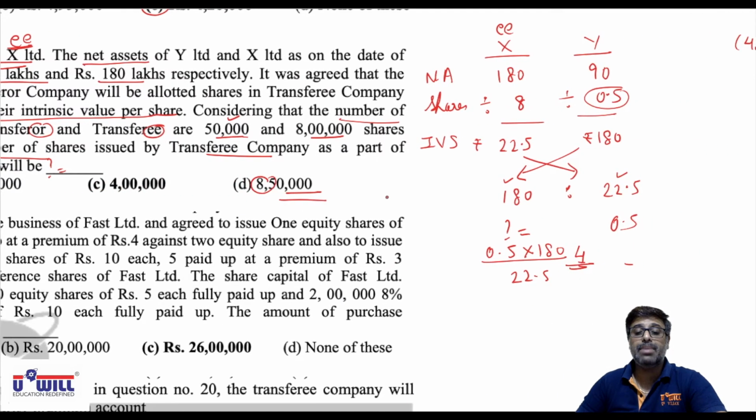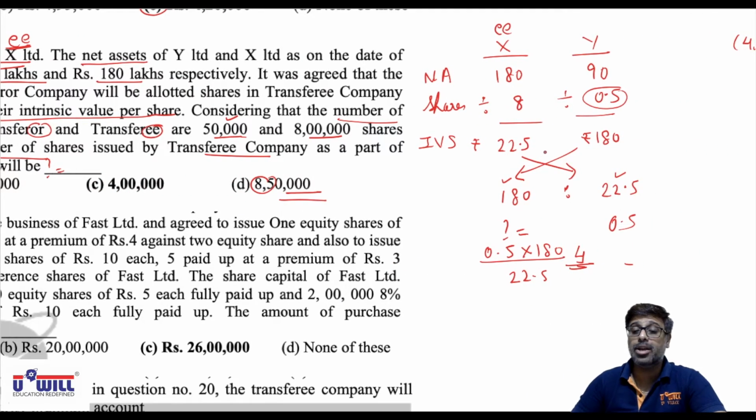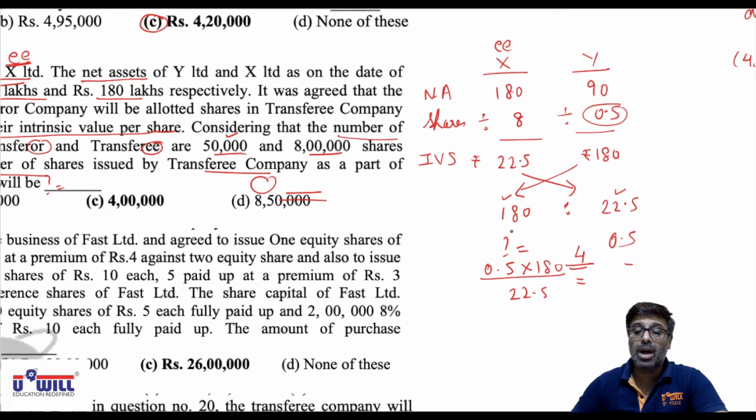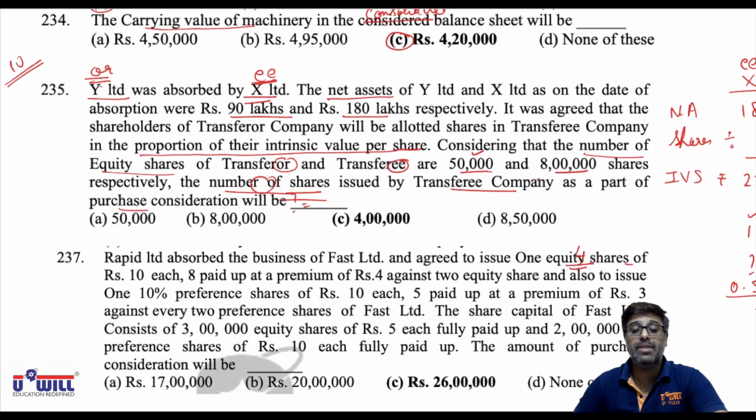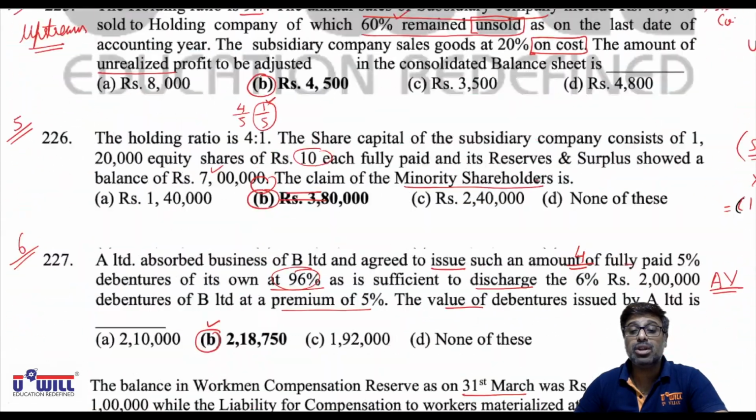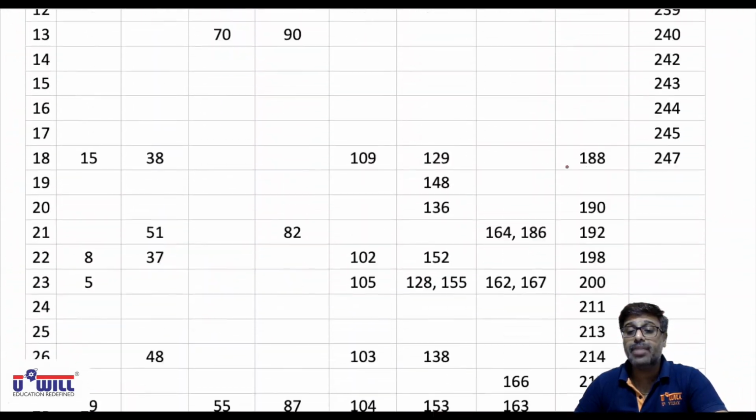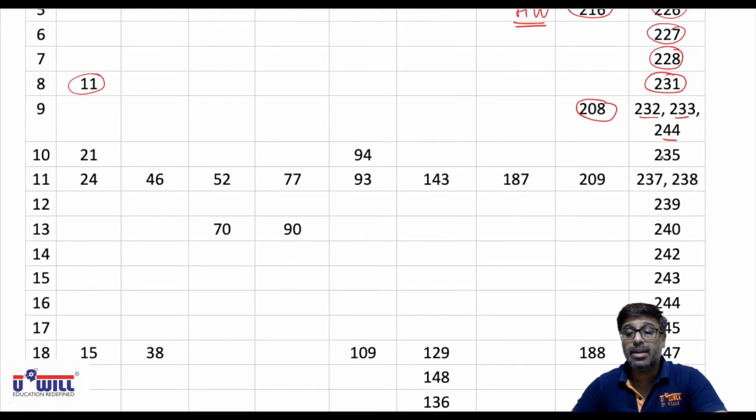It's a simple calculation and I have told you this earlier also. First you find the intrinsic value of shares and then you reverse it to get the ratio. In that reverse ratio you put the transferor company's number of shares, so you can find out how many shares of the transferee company should be given to match the same value. You will always apply this shortcut. Based on this, question number 9, intrinsic value of shares, question 235, I have done just now.